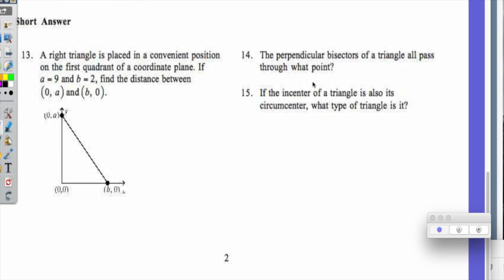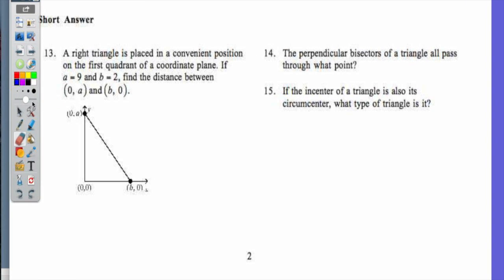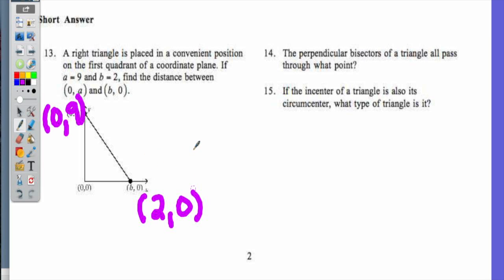So for number 13, this is a right triangle. I'm told that A is 9. So OA is (0, 9). And BO is (2, 0). I can use the distance formula, but I could also use the Pythagorean Theorem, which I think is going to be a little bit easier. That means this has a side length of 9, and this has a side length of 2.